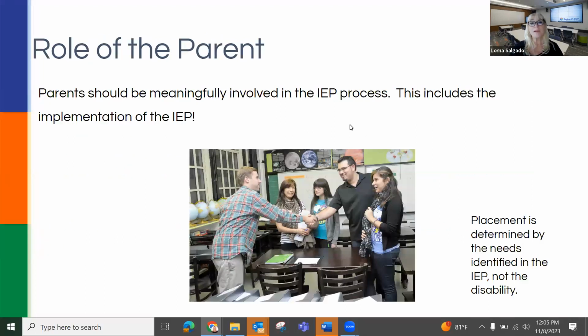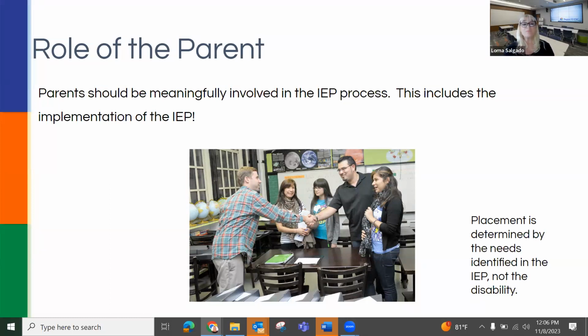And then let's talk about your role as a parent. I love this happy picture, but it talks about how parents should be meaningfully involved in the IEP process. And a lot of parents go, yes, I was meaningfully involved in the meeting. But remember that the IEP is a process. It starts with a meeting once a year and it culminates with the next one the next year. But it includes everything in the process.